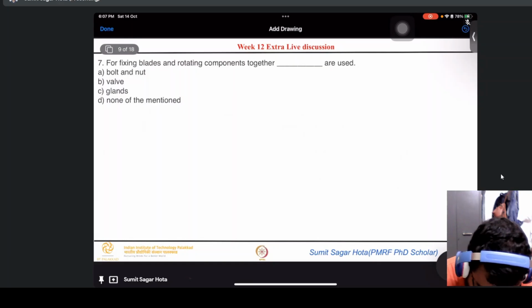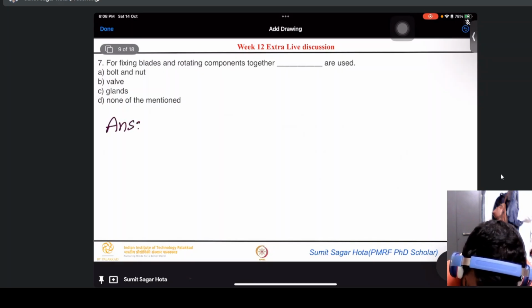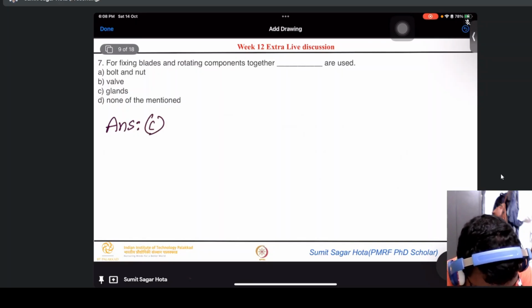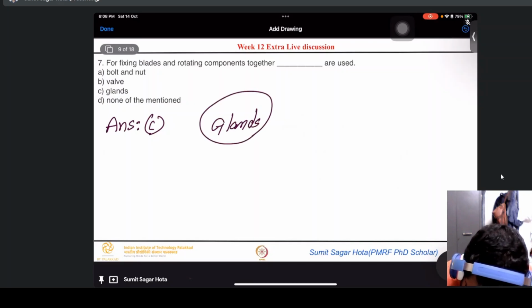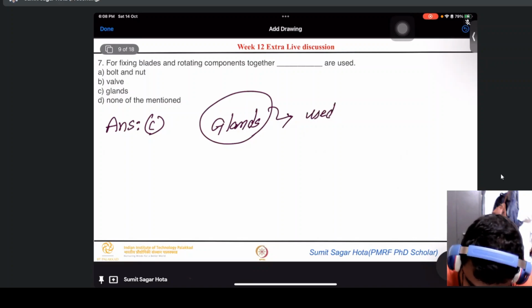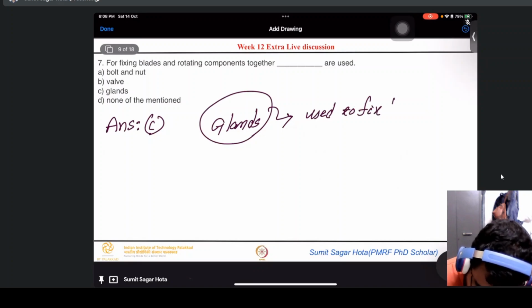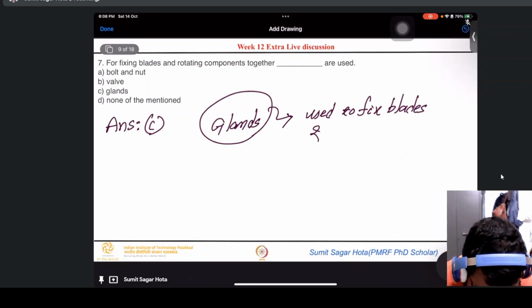For fixing blades and rotating components together, what is used? Glands. Glands are used to fix blades and rotating components together.